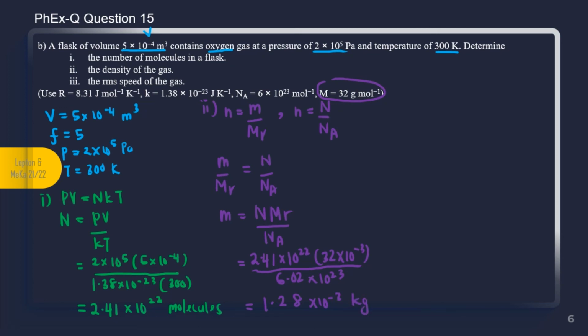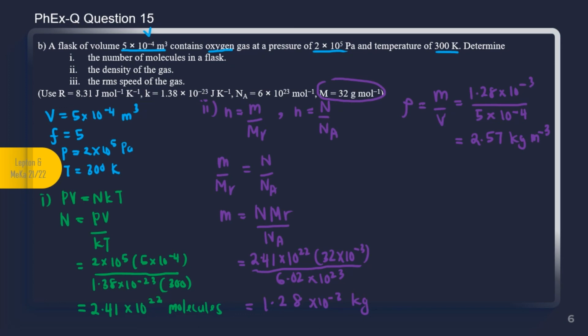Since we have the mass, we can find the density. Density is equal to the mass over volume, and we already have the volume, which is 5 times 10 power of -4. So this is 1.28 times 10 power of -3 over the volume, which is 5 times 10 power of negative 4 meter cube, and here we will get 2.57 kg per meter cube.